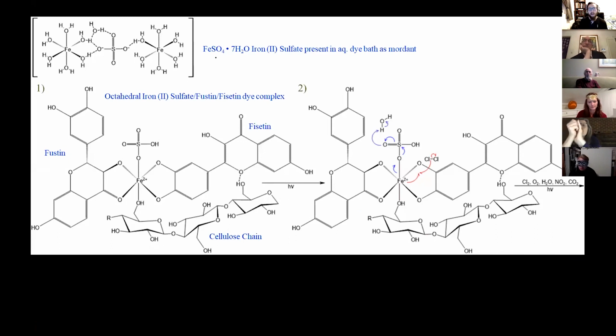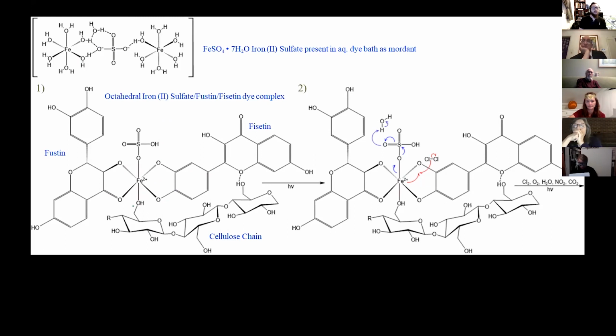So we can look at another type of degradation, another deterioration pathway. Up here in the top left, that is the iron sulfate that would be present in an aqueous dye bath being used as a mordant. So this is going to be iron with a bunch of water around it, essentially. And remember, we said earlier that when iron is in that octahedral configuration, it acts as a chromophore. And this is the octahedral configuration of iron. And this is what is acting to augment the yellow of the fisetin and the fustin and give us the green. It adds that 200 nanometers wavelength absorbed. So we go from yellow to green when we make this compound.